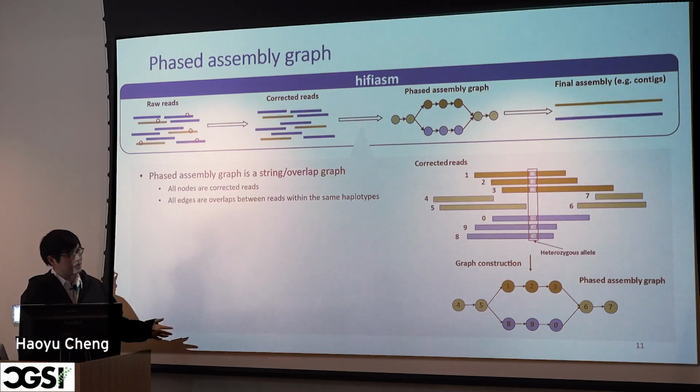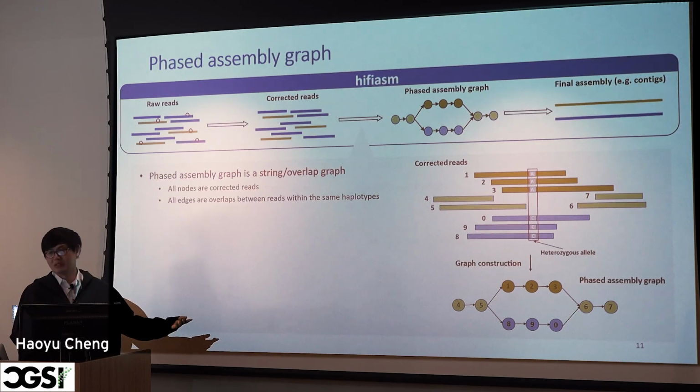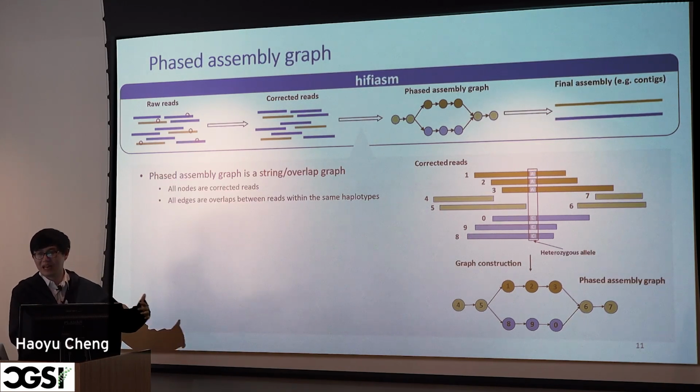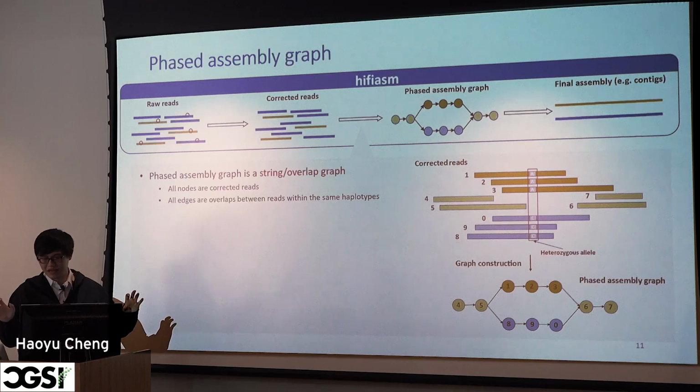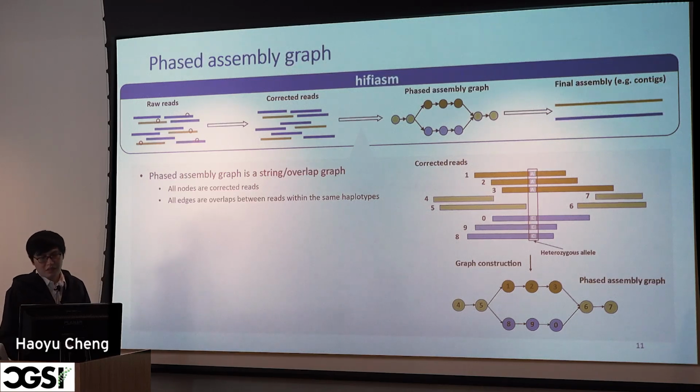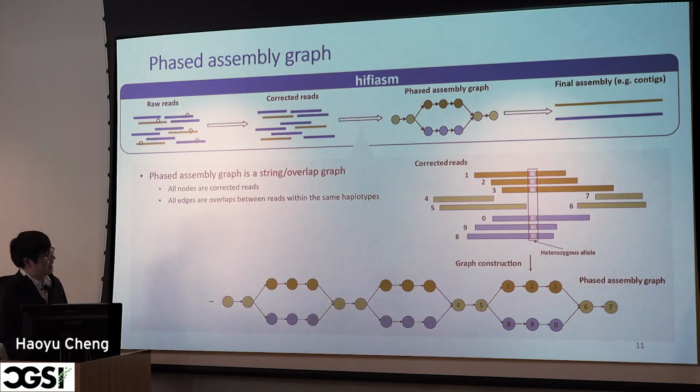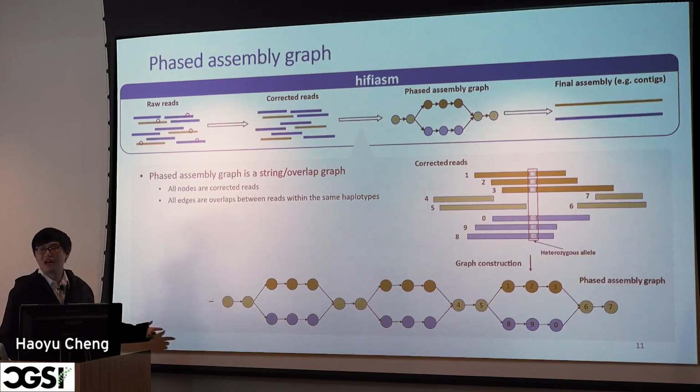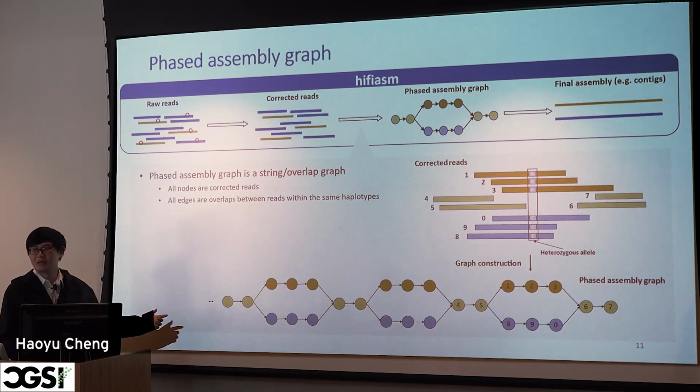So eventually, we get this bubble structure, since on each side of the bubble they are heterozygous, but on the two ends of the bubble they are homozygous. So for the large human genome, ideally, we should have this type of chain of bubbles. We have a lot of bubbles that become a chain.